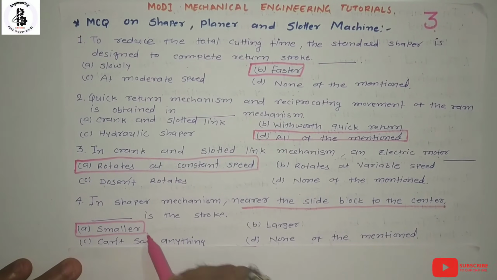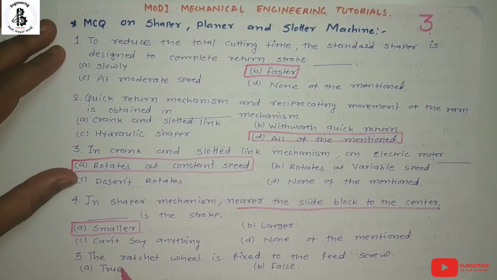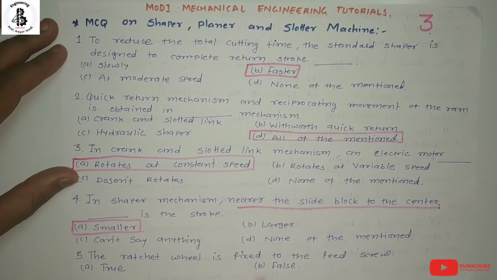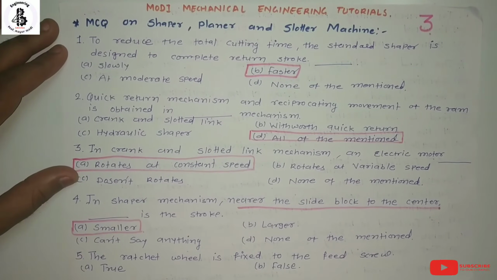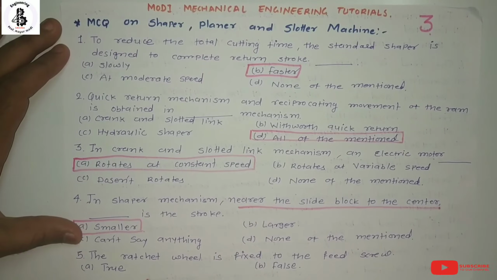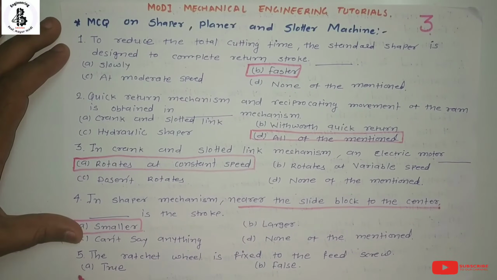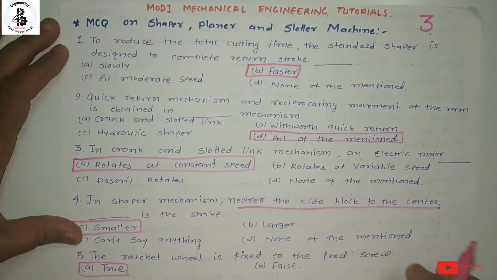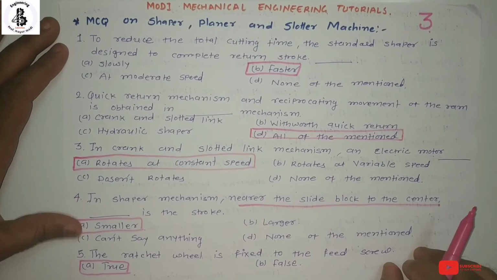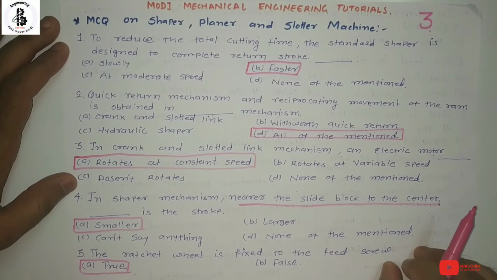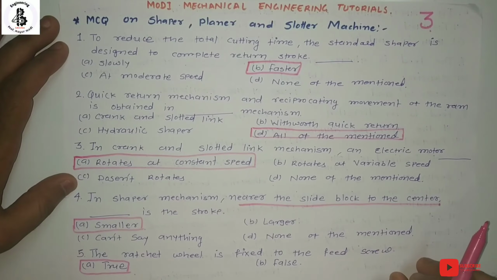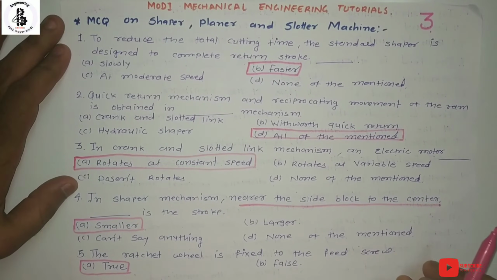The next. The ratchet wheel is fixed to the feed screw? Option A true, option B false. Yes, that is absolutely right. The ratchet wheel is fixed to the feed screw. So option A is the right statement. Basically the ratchet mechanism is used to control the reverse motion of that particular component, so only one-way rotation is allowed.